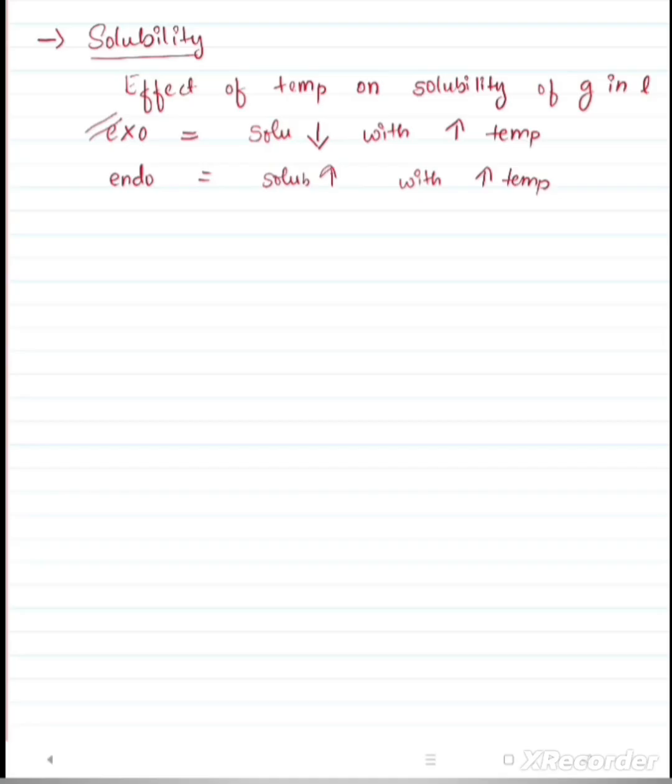Then the second very important topic is Henry's law. Every year they ask a question from this Henry's law. Okay, most repeated topic. The statement is very important. State Henry's law. If they ask to state Henry's law, what will you write?